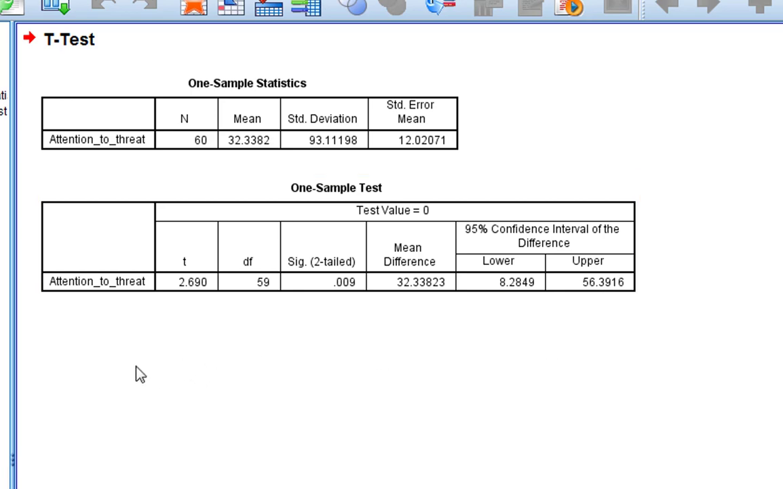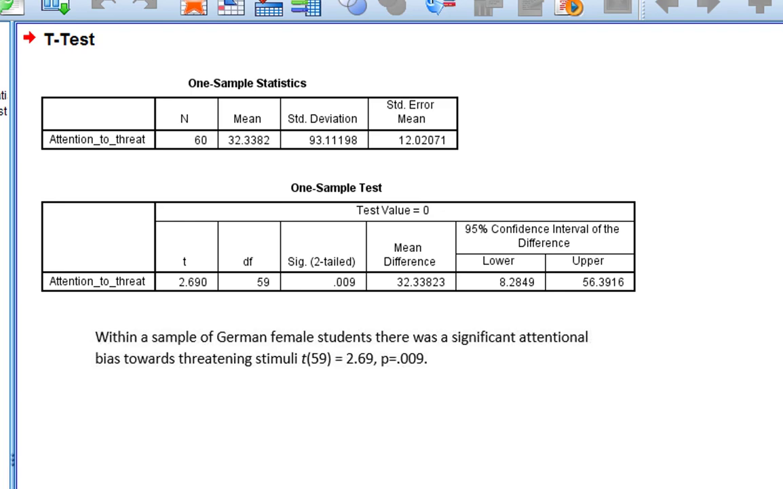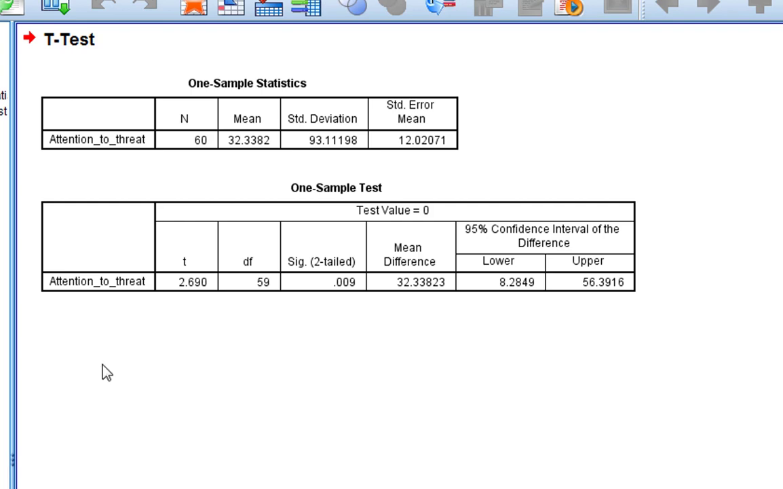And you'd write this up just like this. Within a sample of German female students, there was a significant attentional bias towards threatening stimuli, and then you just report your statistics. Of course, as I said before, we can also give an effect size for this. SPSS won't just compute an effect size for you, unfortunately, it won't give you a Cohen's d. So in order to calculate the effect size, there are some simple calculations that we can do just from this output. And there are even two ways you can generate it.